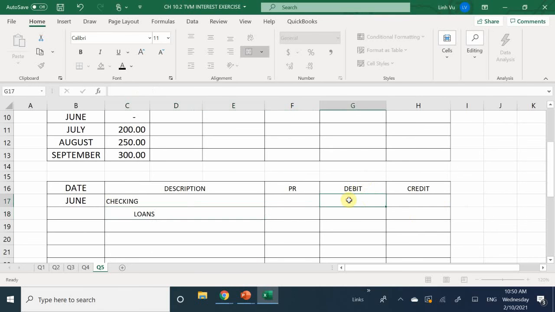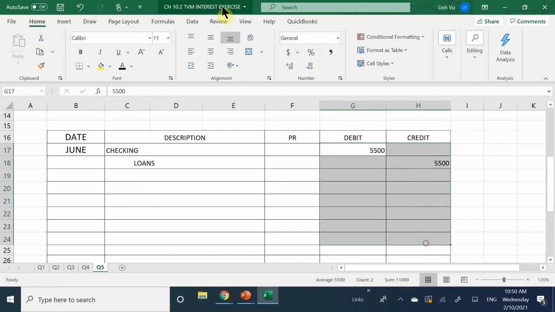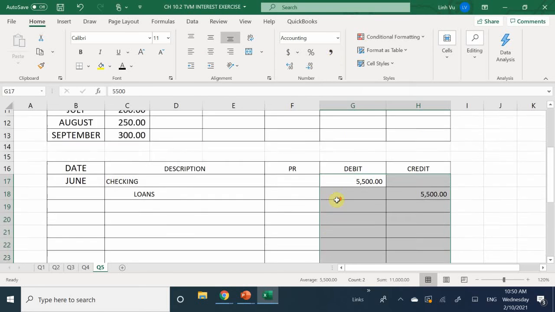Okay, so in this case, I'm taking the straight 5,500. Sorry. There you go. I'm going to change this because I want it to be formatted in terms of dollars. Actually, no, let's do comma style. So there you go.